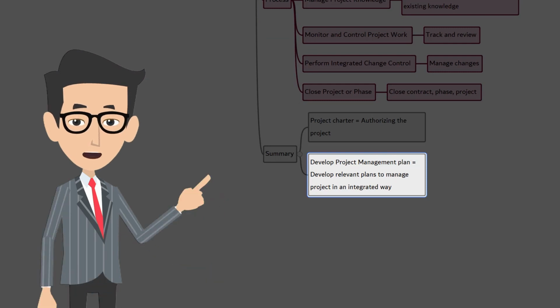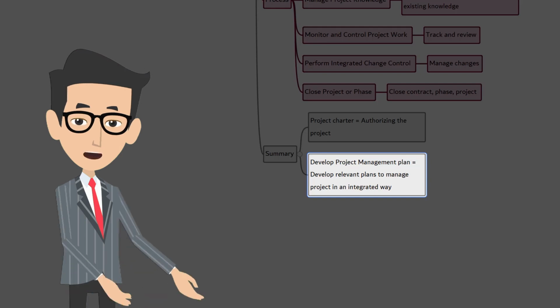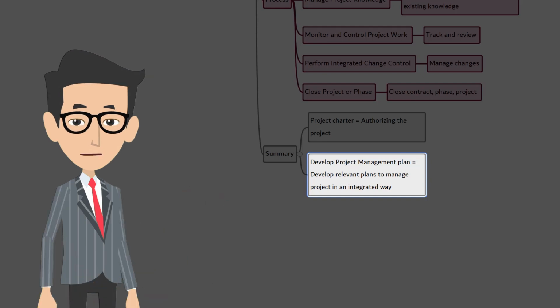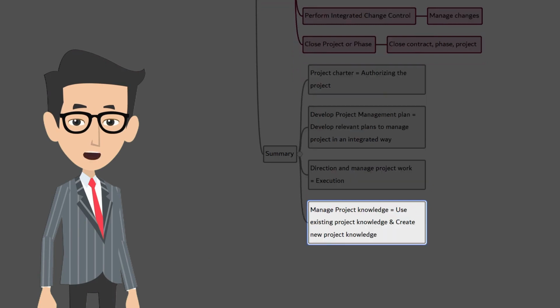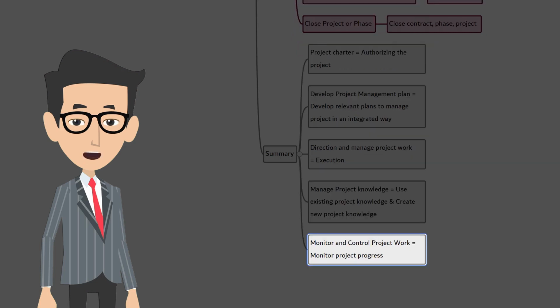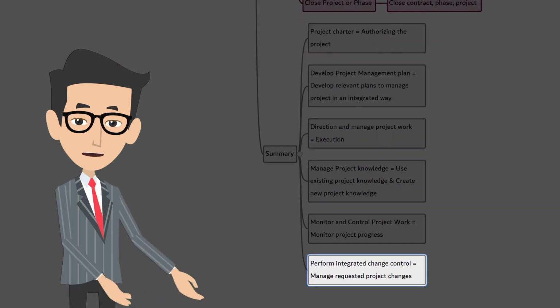The fourth one is about managing the project knowledge. Fifth one, monitor and control project work, is about monitoring the project progress and reporting the status back to the stakeholders. Sixth one, perform integrated change control, is about, as the name implies, managing the project changes. The seventh and the final one is closing the project. So before closing the project, make sure that all the contracts and other open issues are closed.